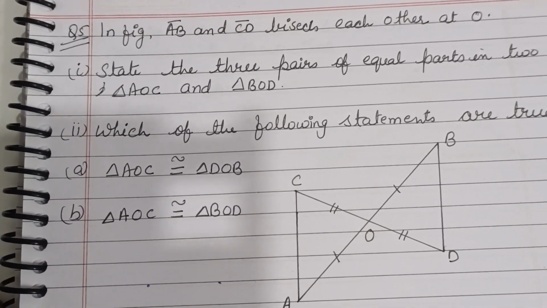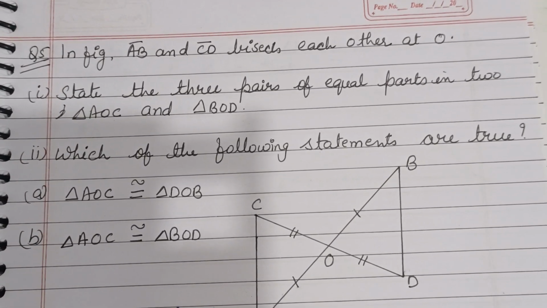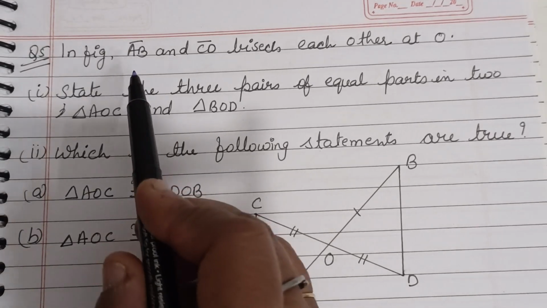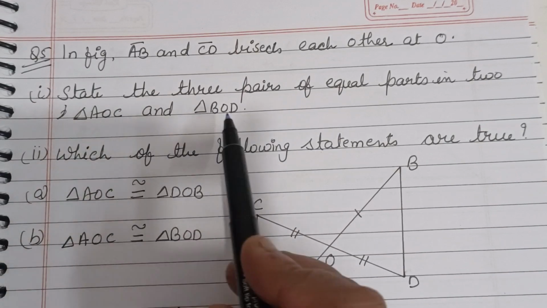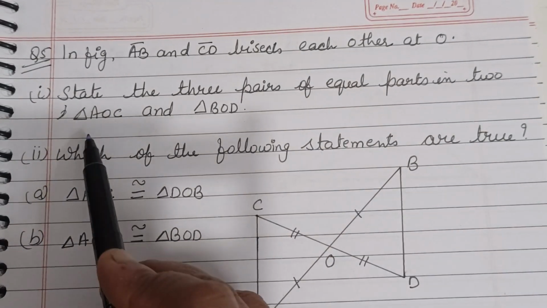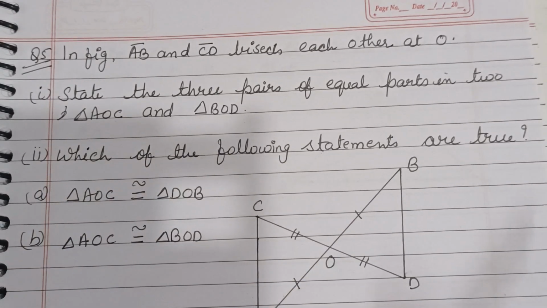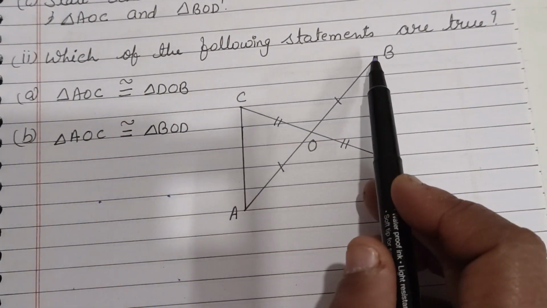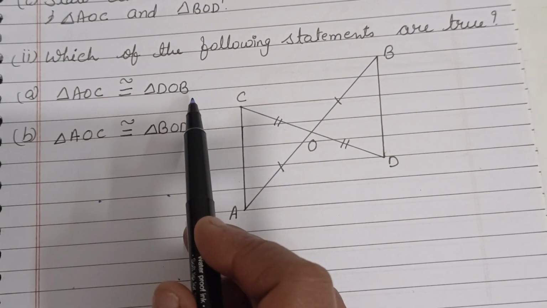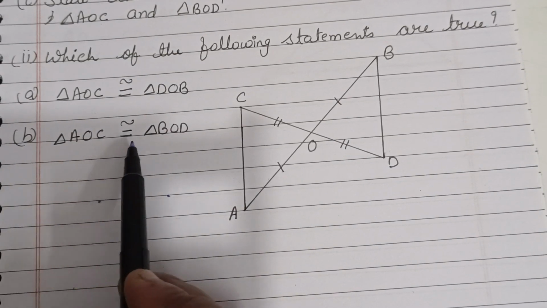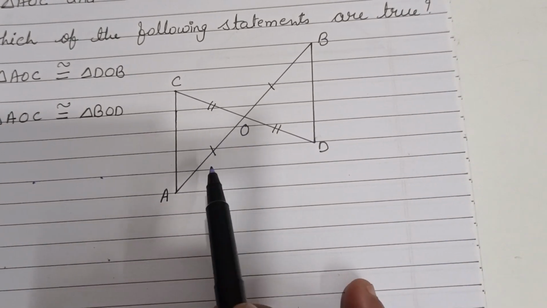Okay, now we are going to talk about another kind of problem for SAS. Here you can see in the figure, line segments AB and CD bisect each other at O. State the three pairs of equal parts in the two triangles AOC and BOD. Which of the following statements are true? Triangle AOC congruent to triangle DOB, or triangle AOC congruent to triangle BOD. So this is the given figure.